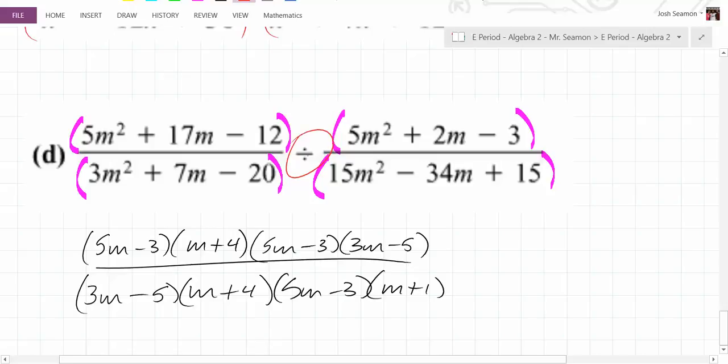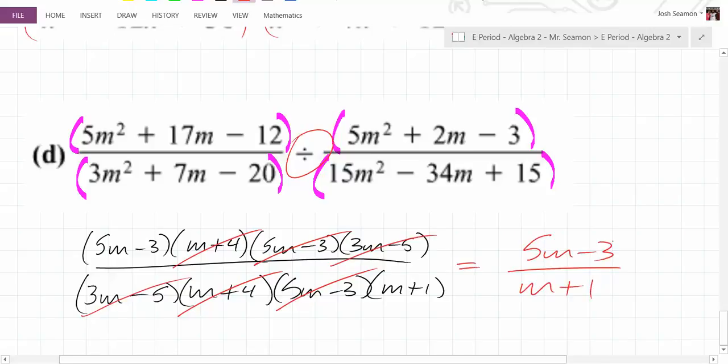So what cancels now? That cancels. Anything else cancel? The m plus 4s, right? Do the 3m minus 5s cancel? Yeah. Like this? So what are you left with? 5n minus 3 over n. Remember that we did this wrong yesterday in the other class, so yay. That's a lot better than the answer we came up with.